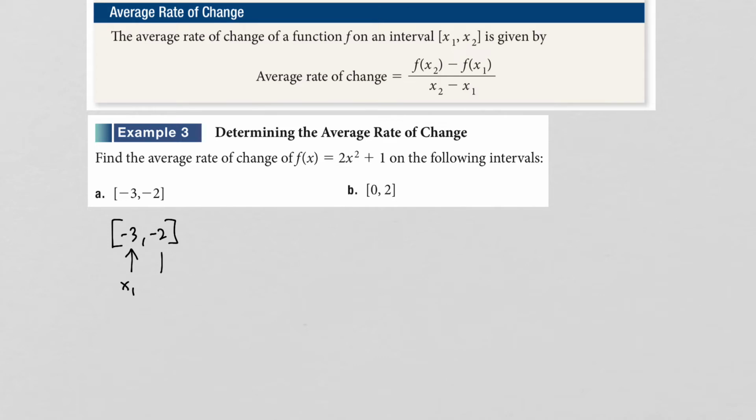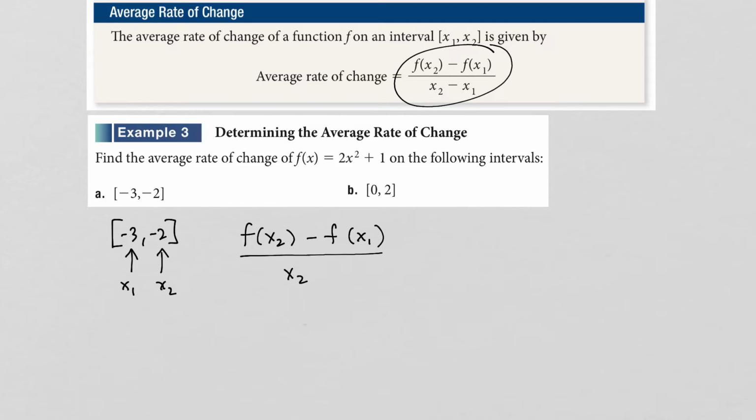-3 is x1, -2 is x2, and the formula for the average rate of change is f of x2 minus f of x1 divided by x2 minus x1. Now I'm just going to substitute these values in. So x2 is -2, so we're going to have f of -2 here, minus f of x1. x1 is -3, so that's going to be f of -3. And in the bottom, we have x2 minus x1, which is simply -2 minus -3.